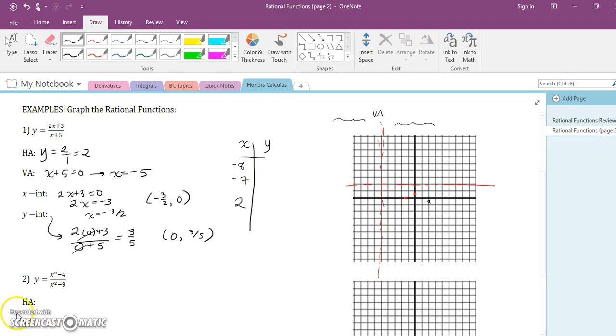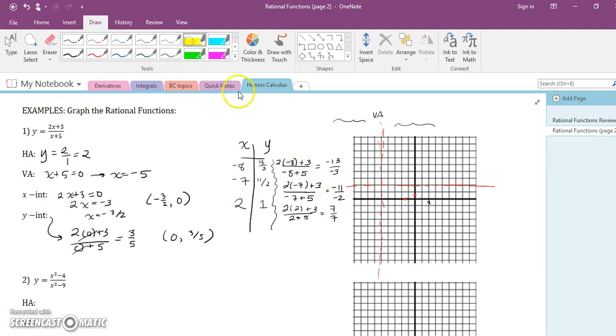So all you do is plug it in. All right, so I plug my points in, and again, wherever there was x, I plug that in, and I get my y values. So you have negative 8, 13 over 3, at a little bit more than 4. Then at negative 7, you have 11 over 2, which is 5.5. At 2, I'm at 1. So I have 5 points.